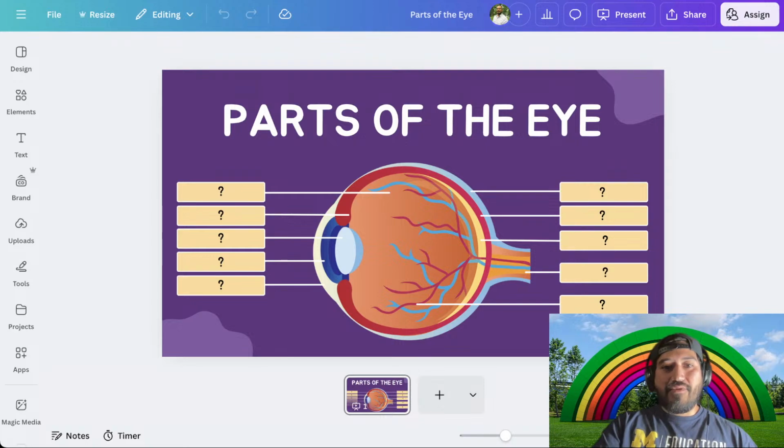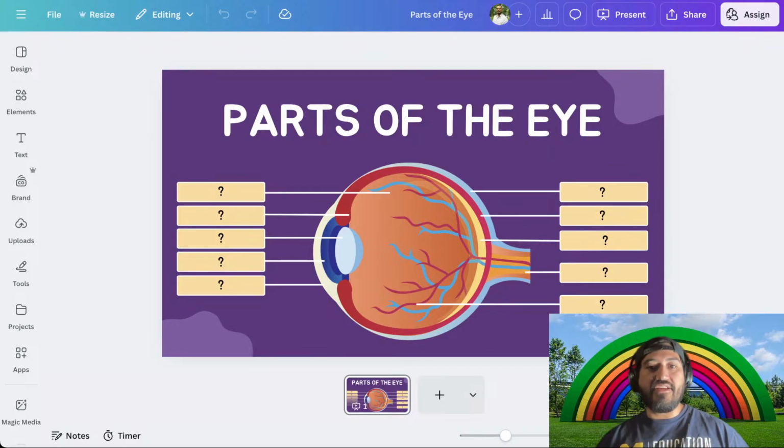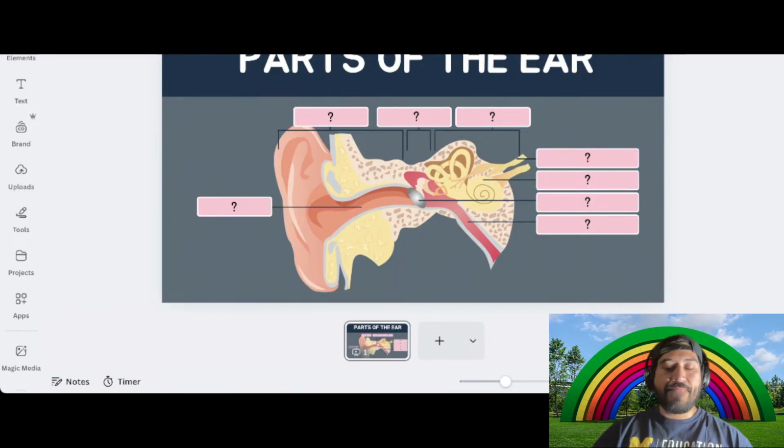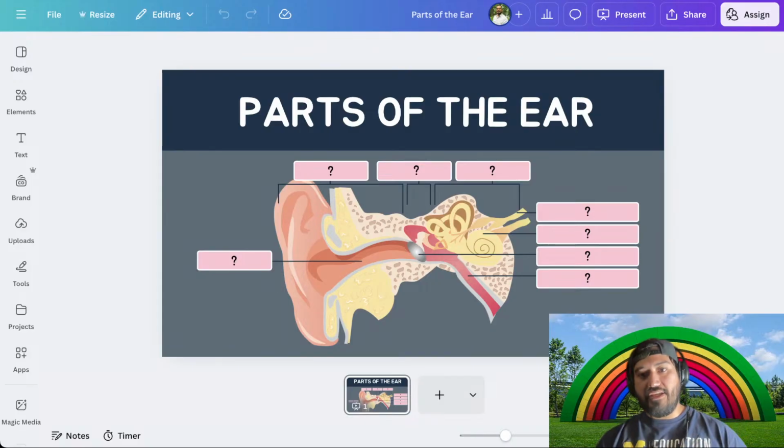Then we also took a look at the different parts of the eyeball. Part of students' homework, if they didn't finish in class, was to label the parts of the eye. This is getting us ready to understand how wavelengths are interpreted by the human eye. And then we also took some time this week to look at and think about the different parts of the ear.